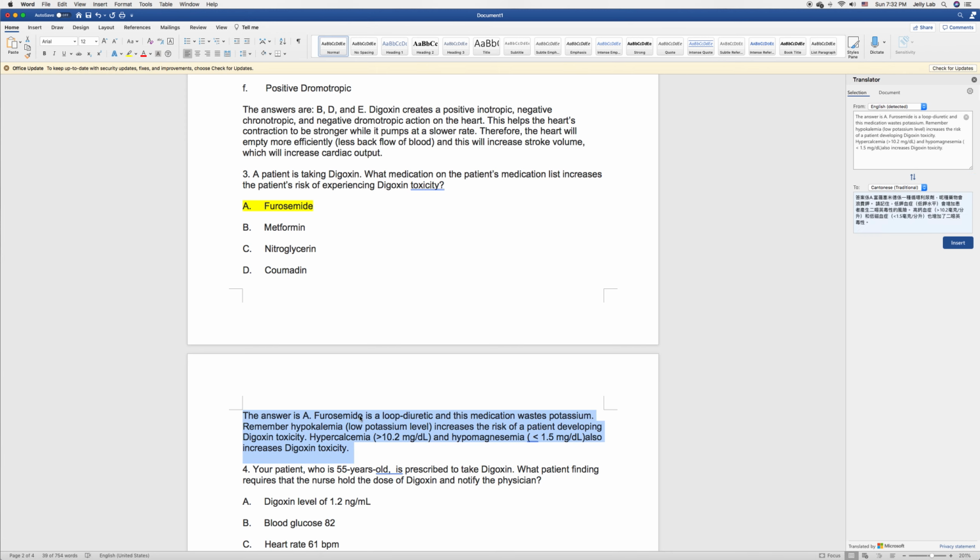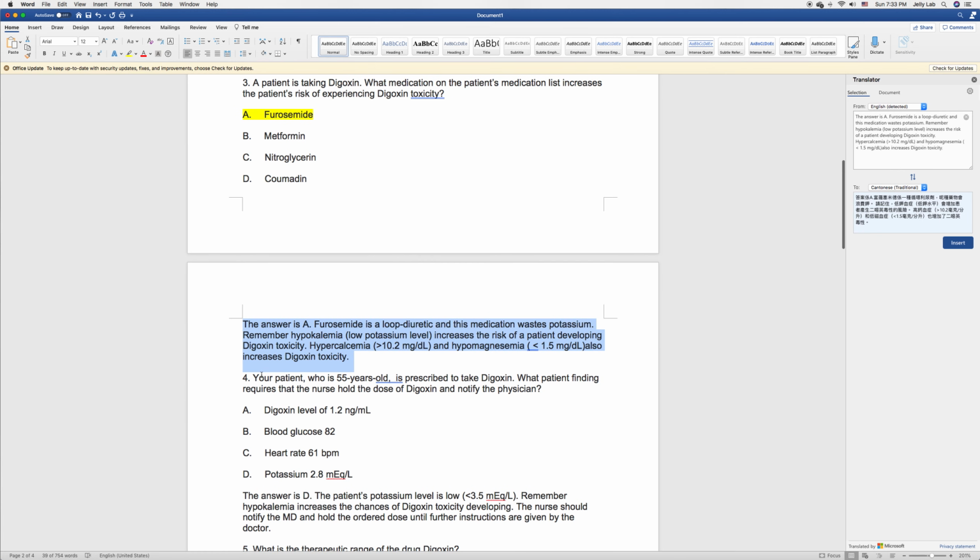The answer is A. Furosemide is a loop diuretic, and this medication wastes potassium. Remember, hypokalemia, a low potassium level, increases the risk of a patient developing digoxin toxicity. Hypercalcemia, 10.2 mg/dL, and hypomagnesemia, 1.5 mg/dL, also increase digoxin toxicity.